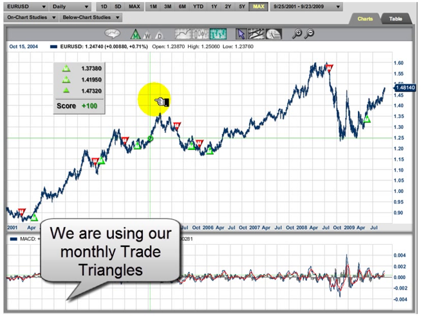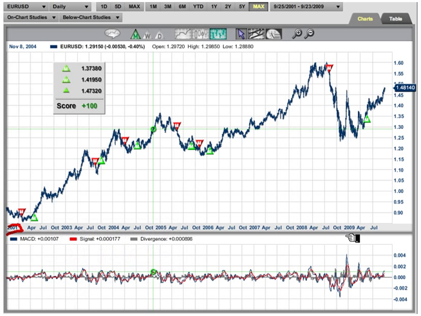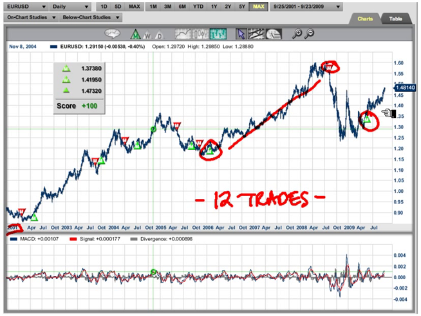So here we are. We've just put in our trade triangles, monthly trade triangles. And as you see, they don't occur that often. From 2001 to 2009, let's say over 8 years, you're only talking 12 trades. This is something you don't have to look at closely. You can see the catch is the big move here, all the way up to here, all the way down to here, and up again.